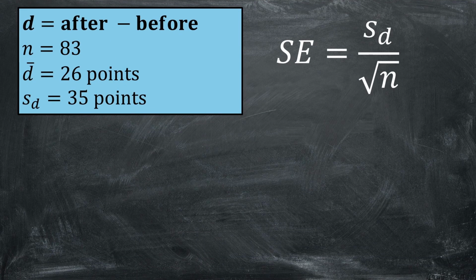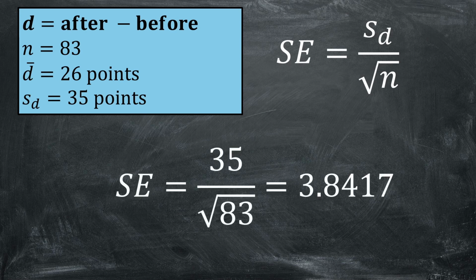So here, go ahead and do the calculation. This one should be quite straightforward. Calculate the standard error of the mean difference. So let's see if we got the same answer. Here, 35 is the standard deviation of the sample of the differences, divided by the square root of 83. We get 3.8417.